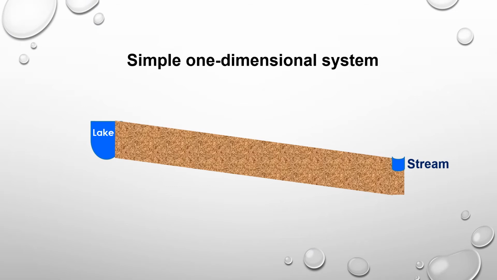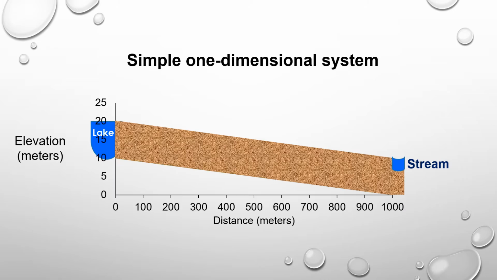We begin with a simple one-dimensional groundwater system. On the up gradient end of the system is a lake, and then on the down gradient end is a stream. And the distance between the lake and the stream is approximately 1,000 meters. The aquifer thickness is about 10 meters, and the difference in elevation between the lake and the stream is also about 10 meters. Note that there is a significant amount of vertical exaggeration in this figure.